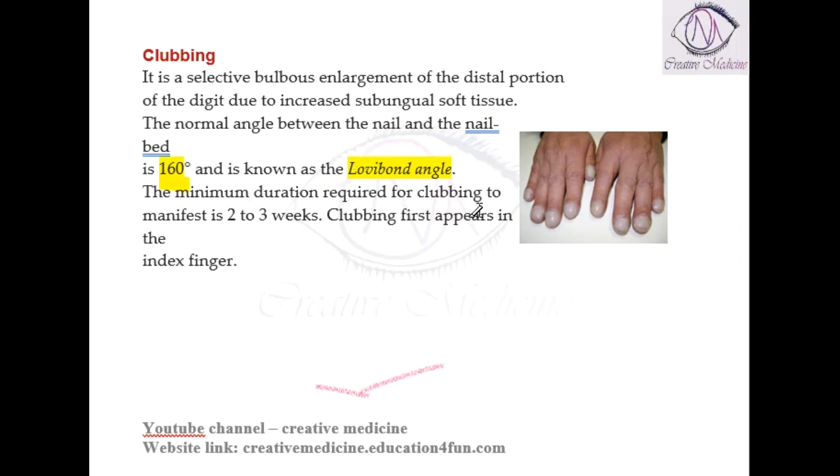The minimum duration required for clubbing is almost 2 to 3 weeks; clubbing can develop in itself within this time. Clubbing first appears in the index finger. It can occur in a duration of 2 to 3 weeks. The angle between the nail and the nail bed is called the Lovibond angle, and that is around 160 degrees.